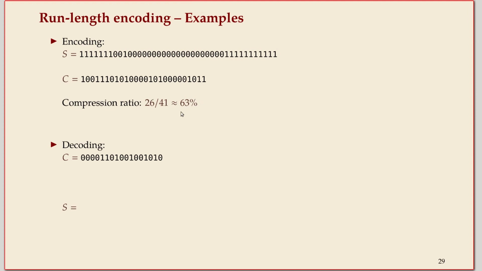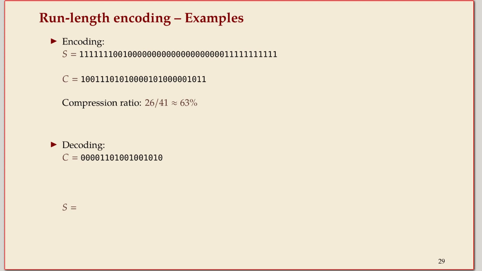Well, you can work out the compression ratio by just taking the length of those two bit strings. Obviously, this became much shorter because it contained long runs. So we compressed it to 63%. That's not too bad. Now, decoding does the opposite.